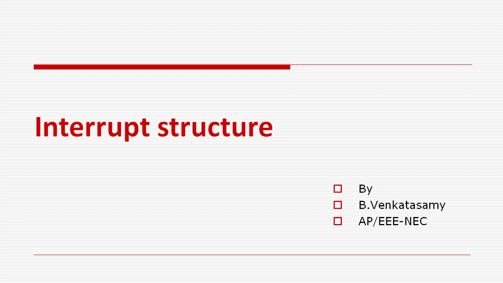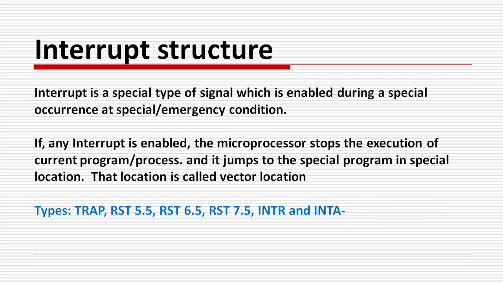Welcome back. In this section, we are going to see the interrupt structure of the 8085 microprocessor. So what is an interrupt? An interrupt is a special type of signal which is enabled during a special or emergency condition.